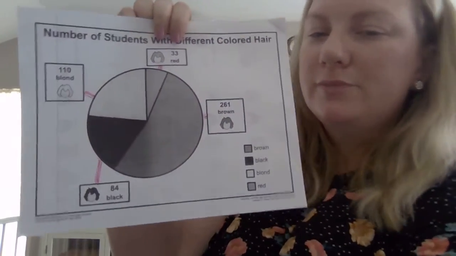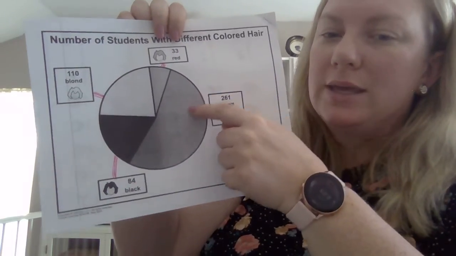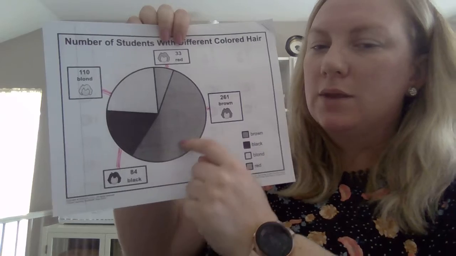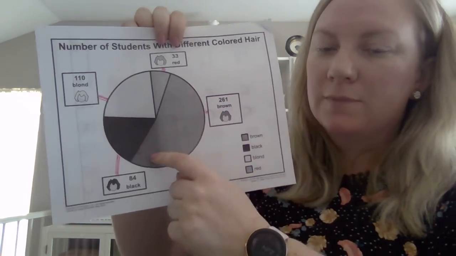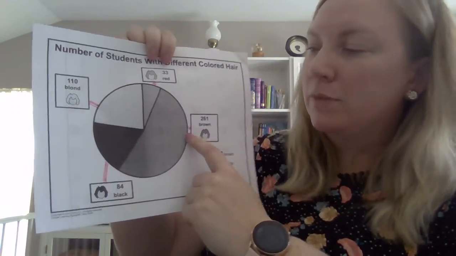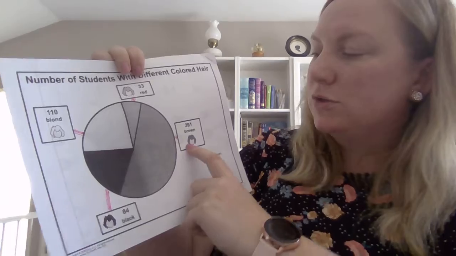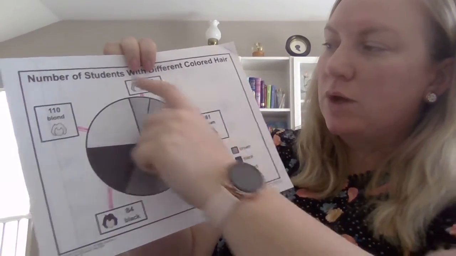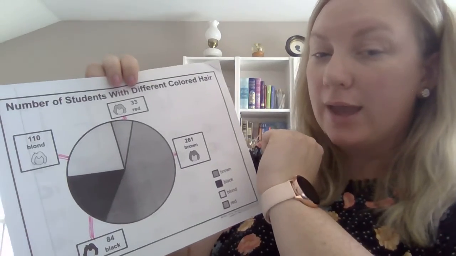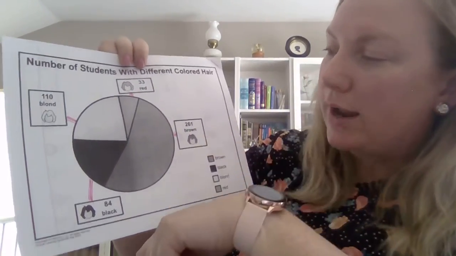All right. So the first thing that I see is the biggest part of the graph, this part right here. Now let's see which hair color is this biggest group. It says that it's brown, and there's a number. It says 261 brown. So that means 261 students had brown colored hair, and that's the biggest. The biggest is brown colored hair.